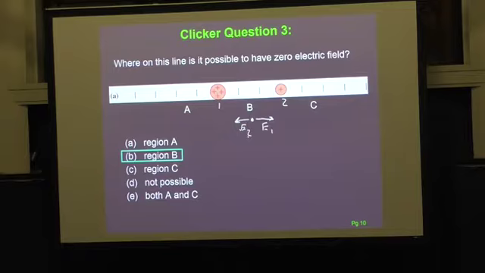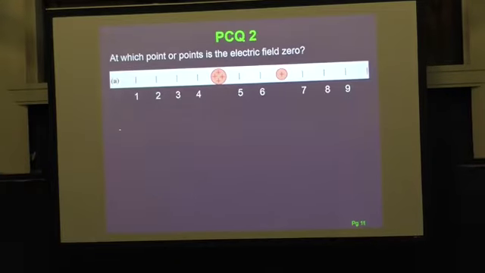If you look at a point in one of the other regions, so let's put a point over here, the electric field from 1 and the electric field from 2 point away, they're in the same direction, so they can't cancel out. And the same thing over here. So region B is the only place that can happen. That's the first thing you want to do with a question like this.